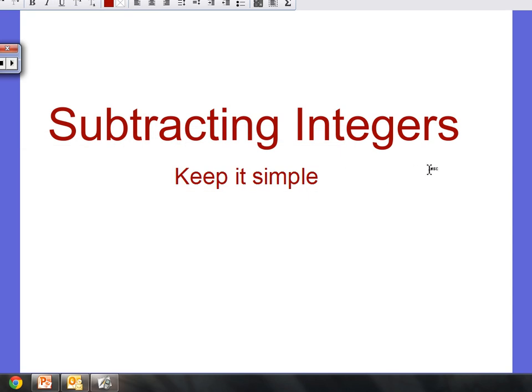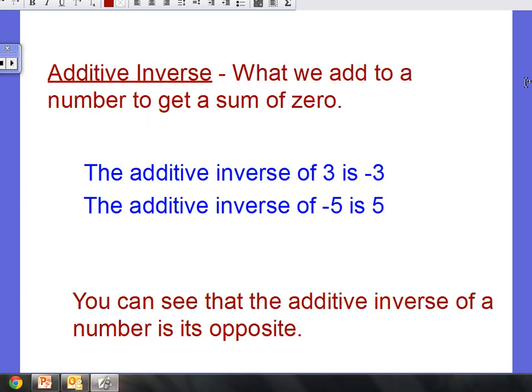Okay, let's take a look at subtracting integers and do our best to keep it simple. First thing we need to do is understand the term additive inverse. It's what we add to a number to get a sum of 0.